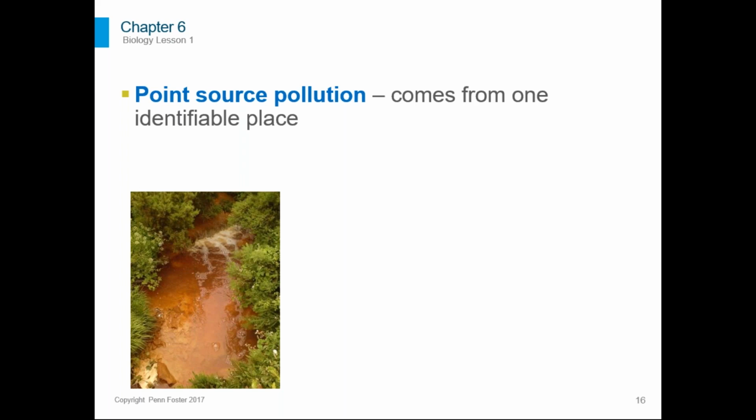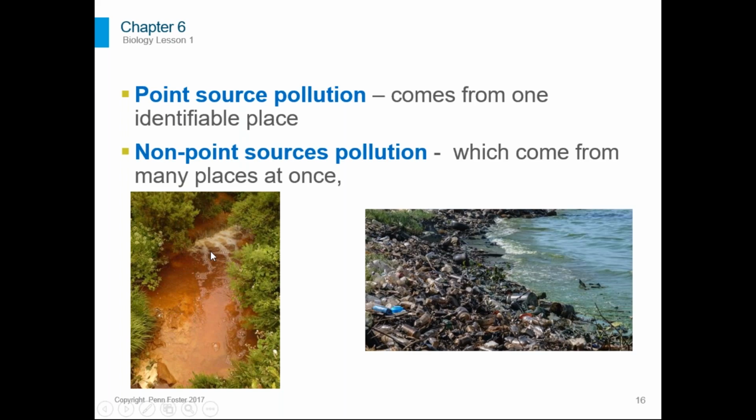There are many types of water pollution that affect the environment in different ways, and they could be from point sources, such as discharge from a factory, or this discharge from a copper mine that's turning the stream orange, or non-point sources, which come from many places at once, such as runoff from farms or fields, or litter washing into a stream.